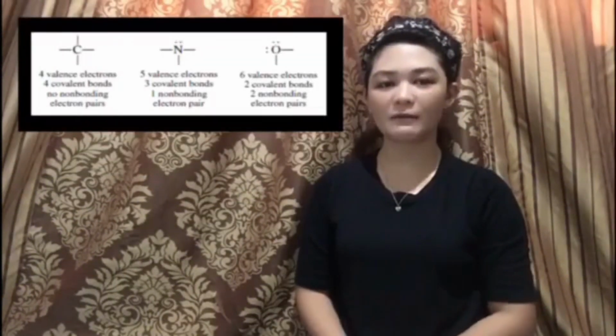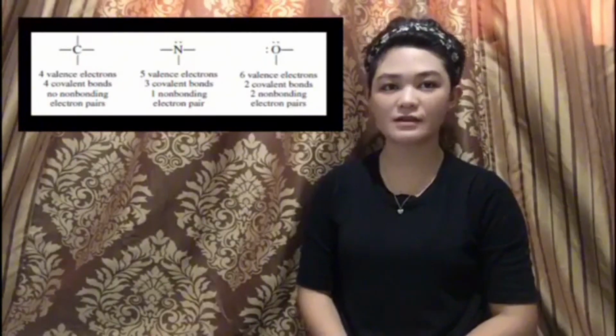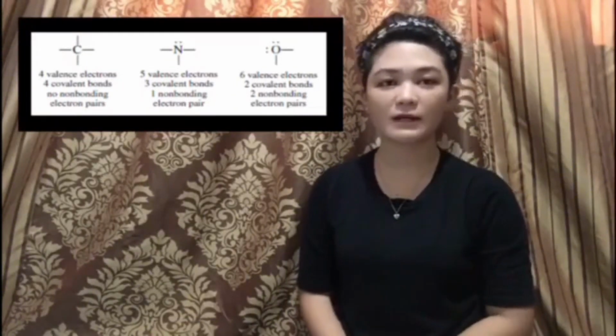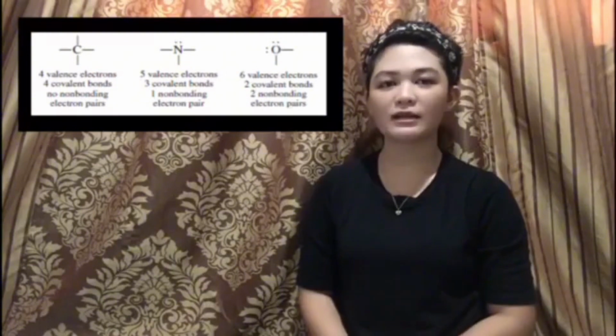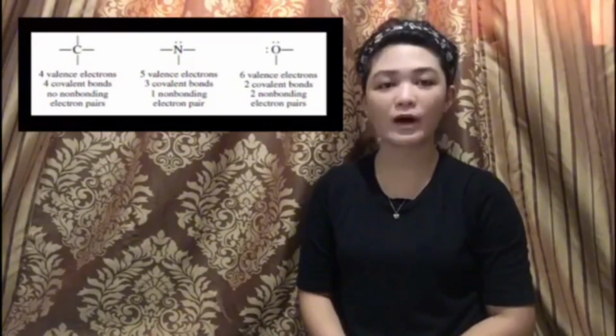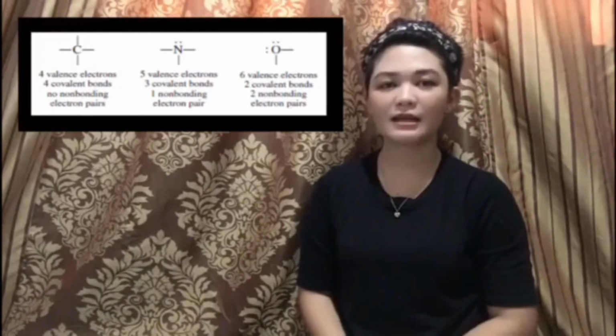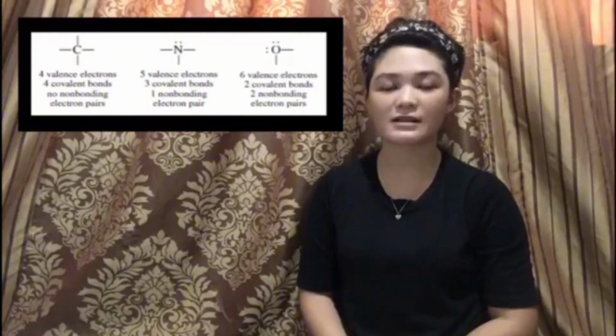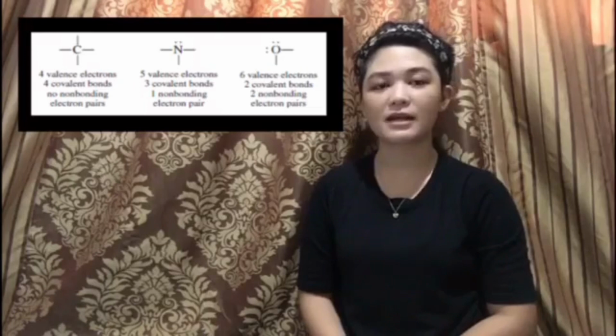Thus, in organic chemistry, carbon forms 4 bonds, nitrogen forms 3 bonds, and oxygen forms 2 bonds. So we can see that carbon has 4 valence electrons, 4 covalent bonds, and no non-bonding electron pairs, while nitrogen has 5 valence electrons, 3 covalent bonds, and 1 non-bonding electron pair. And lastly, oxygen has 6 valence electrons, 2 covalent bonds, and 2 non-bonding electron pairs.